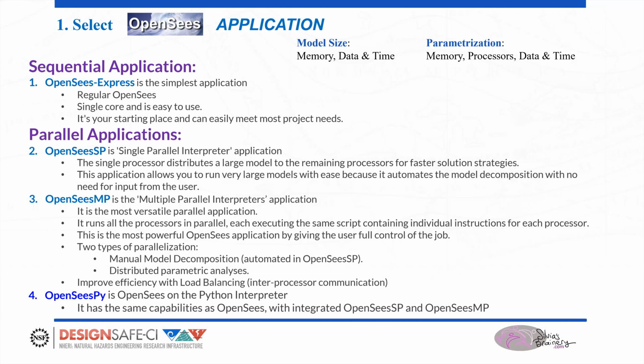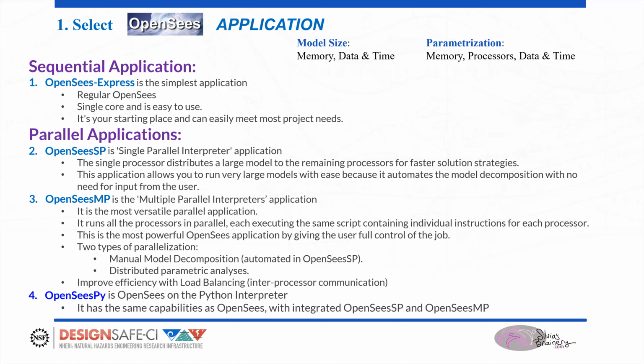The parallel applications: OpenSeesSP is the single parallel interpreter application. This is a single processor that distributes the large model to the different processors, okay? So this is called the model decomposition. It does it automatically internally, and it's very easy to use, okay? But it's one processor that distributes the model. So this is great for large models.